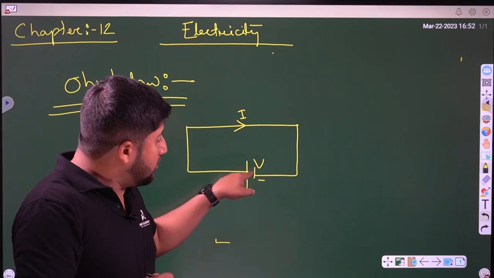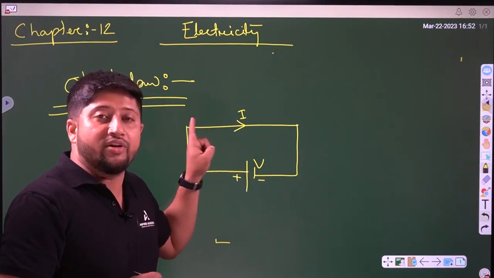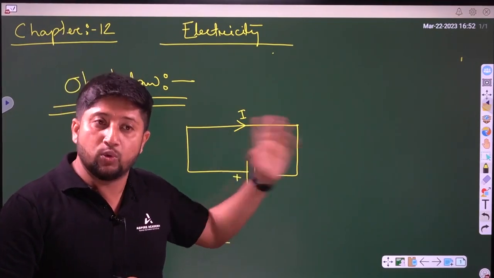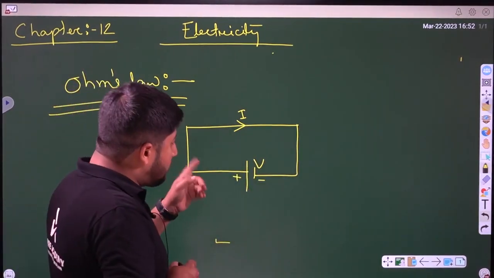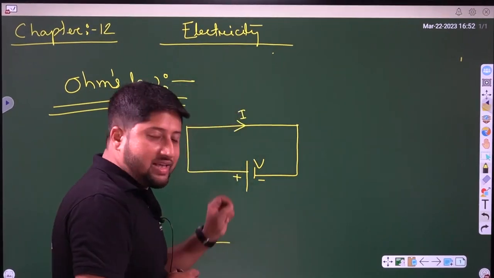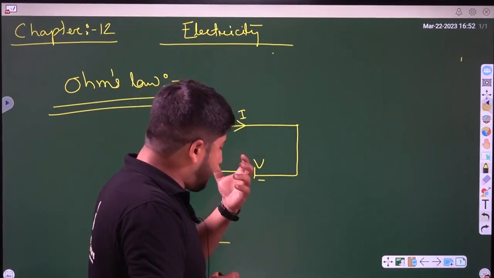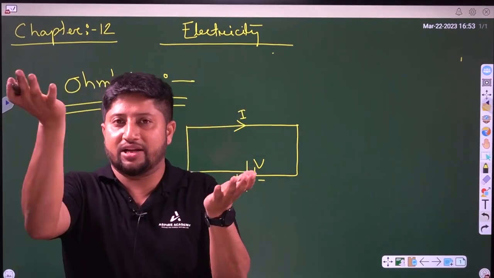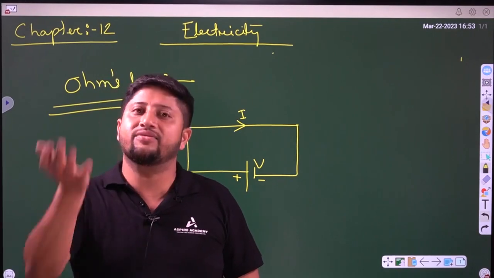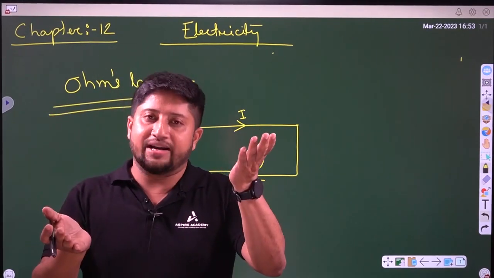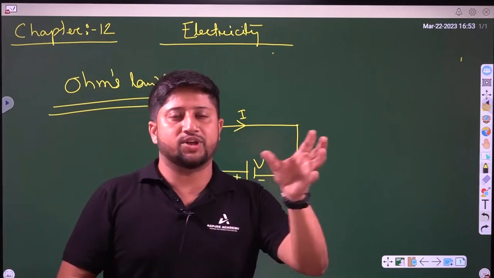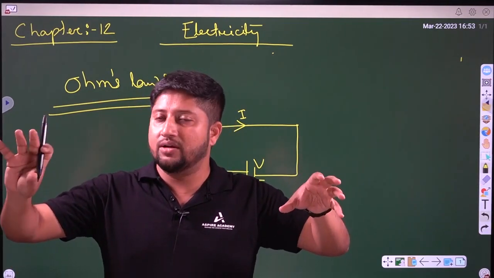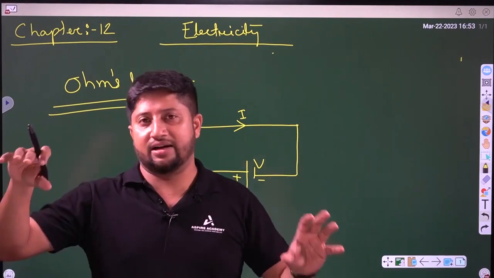Whenever a current flows through a conductor, it is directly proportional to the potential difference between the two ends of the conductor. Means whenever the potential difference increases, the current also increases. Suppose two circuits are there, one with a potential difference of 2 volt and another with 10 volt. Whichever has more voltage, its current is more.